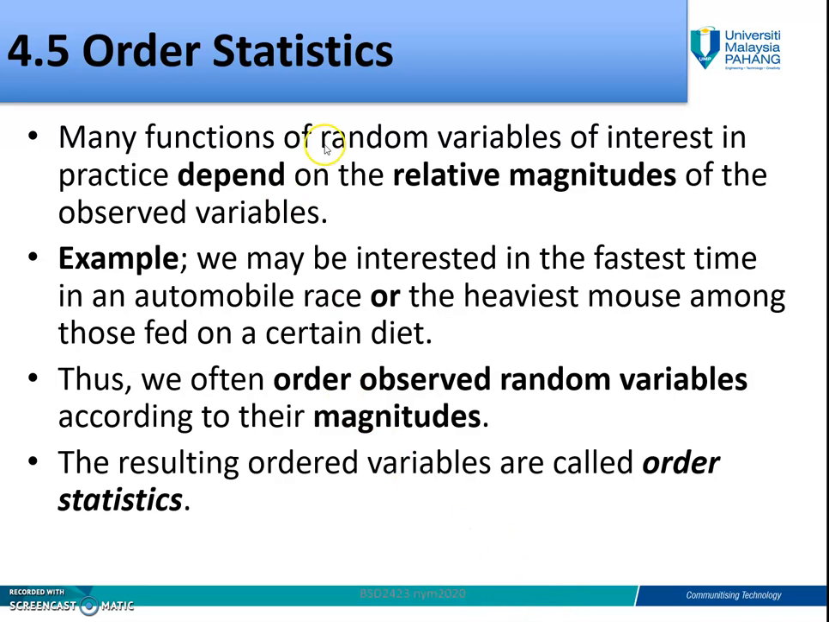So basically many functions of random variables of interest in practice depend on the relative magnitudes of the observed variables. That means from x1 to x3, what is the magnitude? For example, we may be interested in the fastest time in an automobile race or the heaviest mouse among those fed on a certain diet. So we want to see which one is the fastest one. We need to order the observed values, then look at their magnitude, then you can see which one is the fastest one. So the resulting ordered variables are called order statistic.